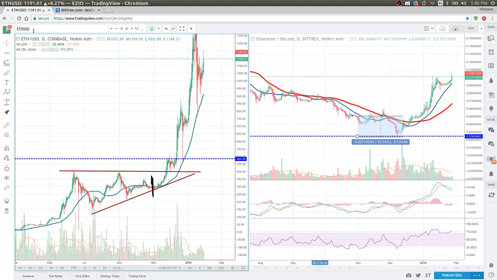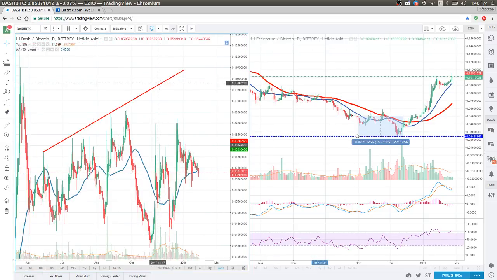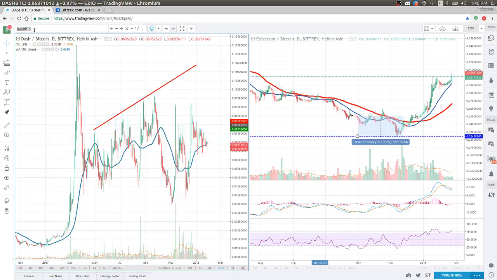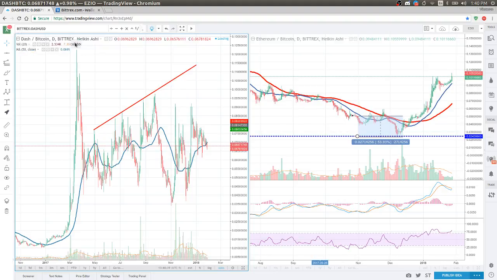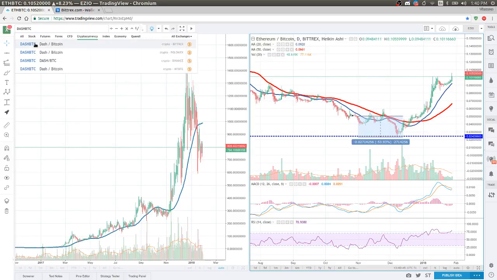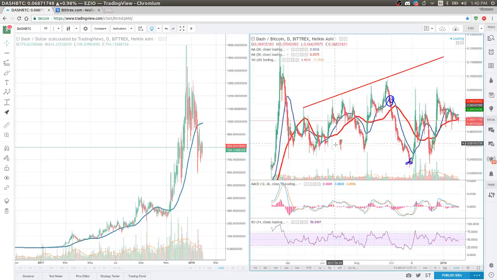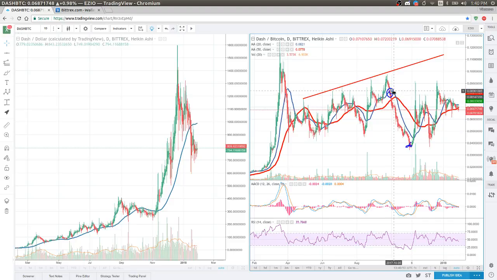Another good example is, I think, Dash. So, no, let's put Dash USD, Bittrex. Well, just to show you, and Dash BTC. Okay, two different charts. Look at this. I want to find something that can make you understand better. Let's see some crash and pump. I want to see.